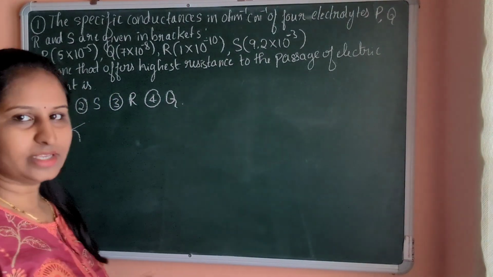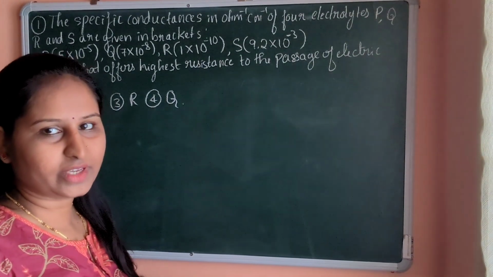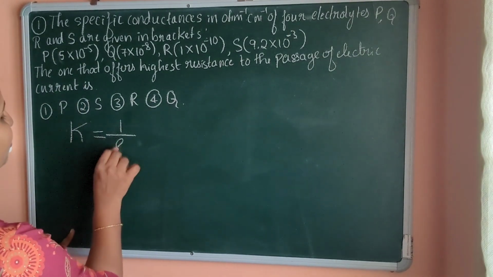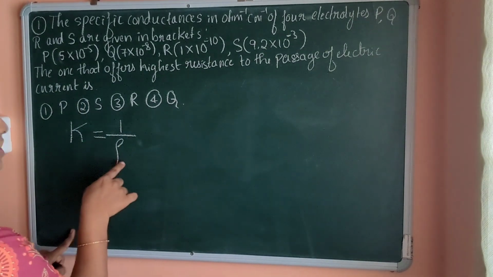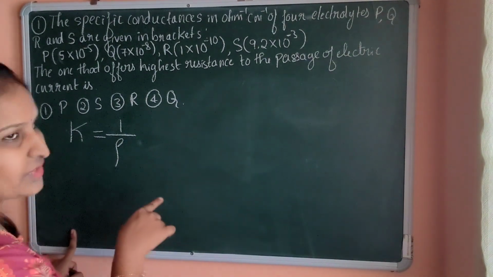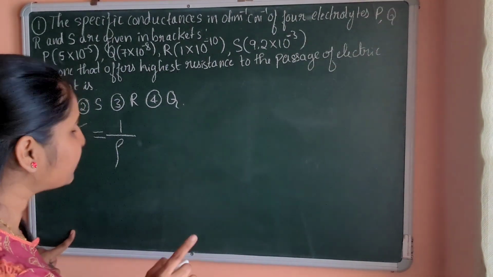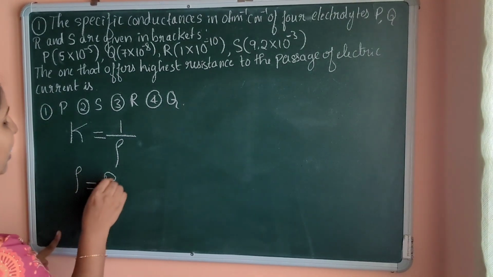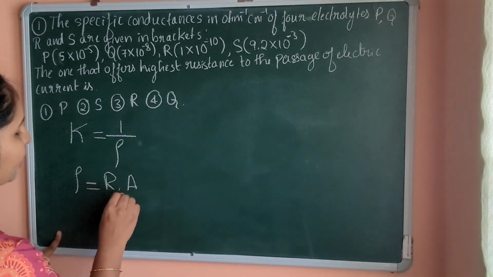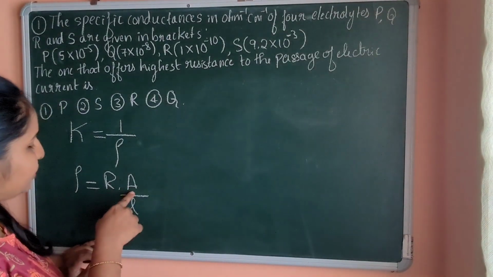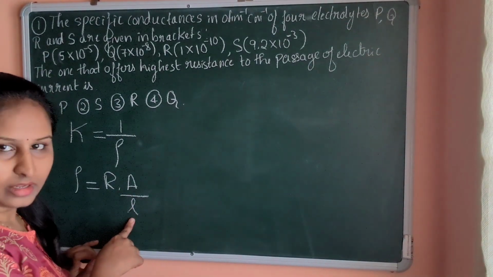Specific conductance is inversely proportional to specific resistance. That is, K is equal to 1 by rho, because K is inversely proportional to rho. What is rho here? Rho is the specific resistance, and this specific resistance rho value is given by the formula R into A by L. So what is this R here? R is the resistance and A is the area of cross section and L is the length.